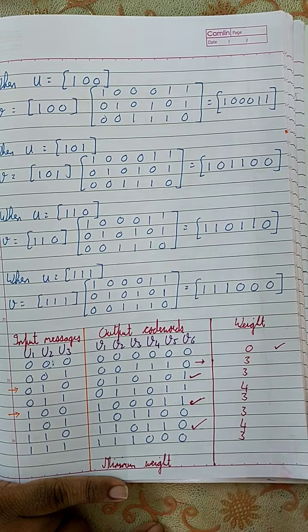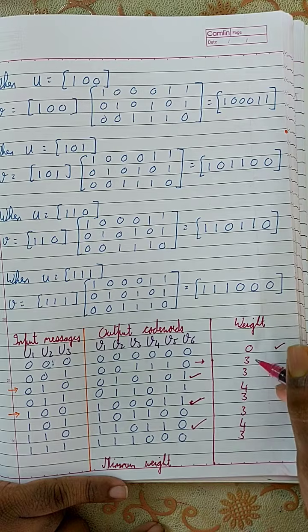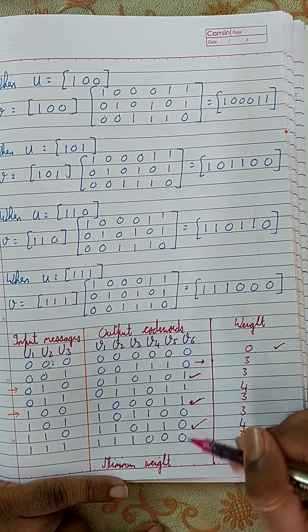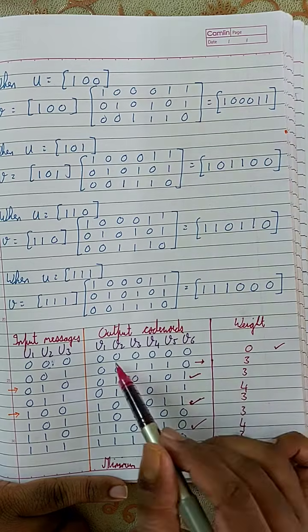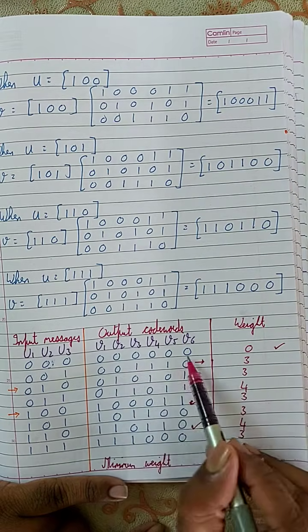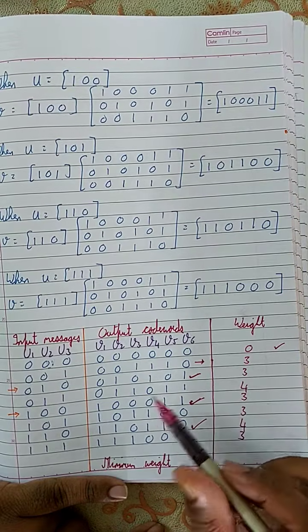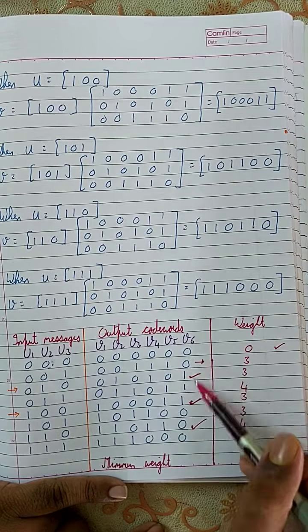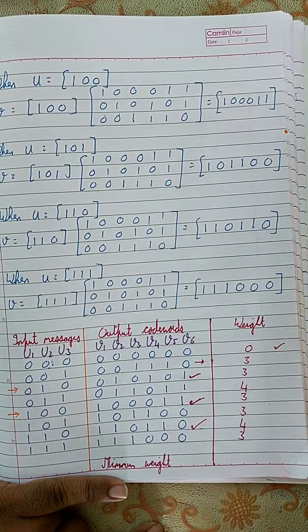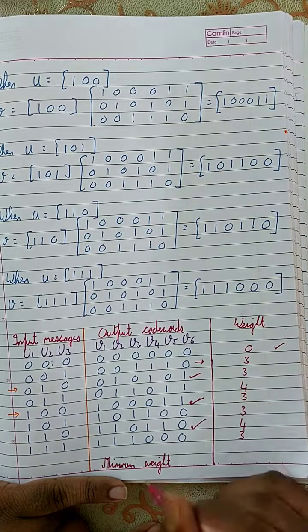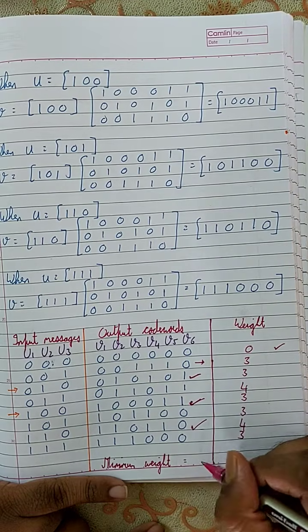And what is the smallest weight? Here it is 3, right? Except for this one, the remaining are all non-zero code words. All 0 means all the bits are zeros. Non-zero code word means some of the bits are non-zero, like the rest of them. So here the smallest weight of a non-zero code word is 3. Therefore, the minimum weight of this (6,3) block code is 3.